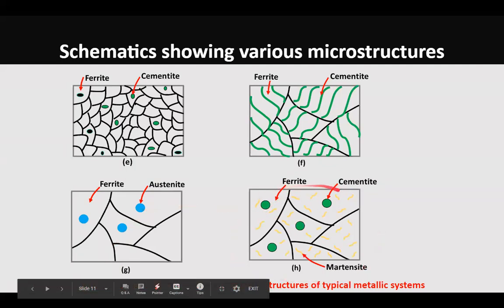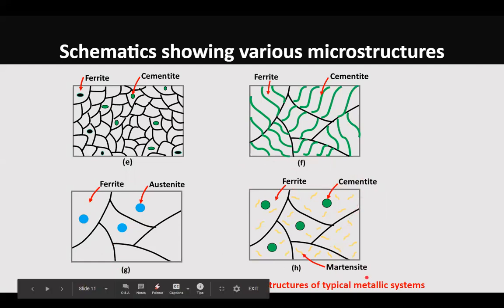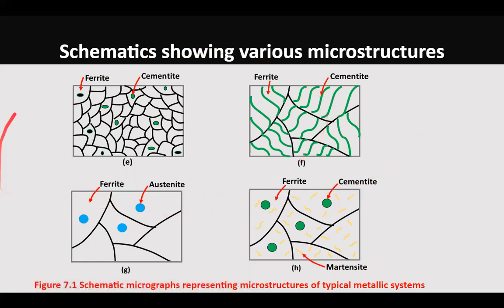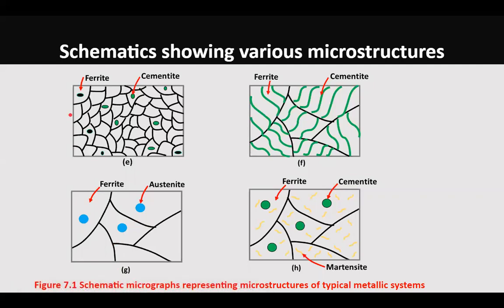Here, in all the earlier cases that I had shown, there were only two phases present. But in this microstructure, you can see that ferrite is phase number 1, cementite is phase number 2, and martensite is phase number 3. So all these microstructures that we have brought here for you are different from each other, either in terms of grain size or in terms of phase details or in terms of both.